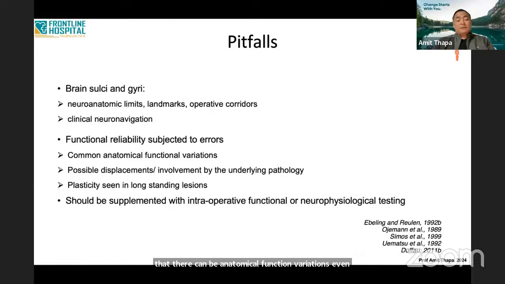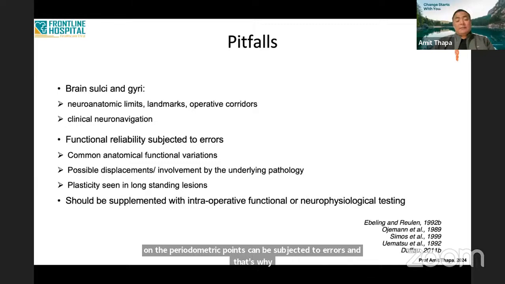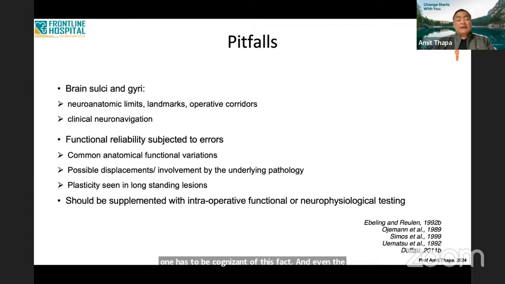And that's why relying solely on craniometric points for the complete function can be subject to errors, and one has to be cognizant of this fact. Even the underlying pathology can displace the gyri and sulci, or even involve them, particularly intraventricular pathology, which can even dilate the structures.